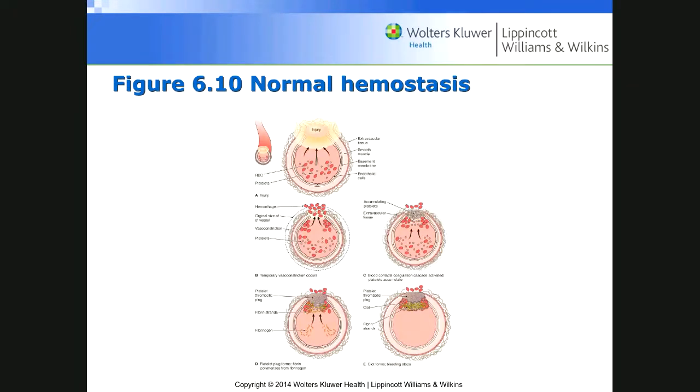Shamika, you have a question? So factor 10 is only for converting prothrombin to thrombin? Yeah, but starting from factor 10 is the common pathway.